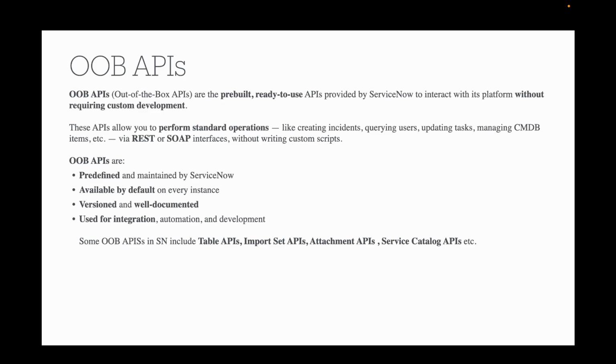Out of the box APIs are predefined and maintained by ServiceNow only, available by default on every instance. So whenever you have any instance, whether it might be your personal developer instance as well, out of the box APIs are pre-built, versioned and well documented, used for integration, automation and development. Some out of the box APIs in ServiceNow are table APIs, import set APIs, attachment APIs, service catalog APIs, etc. We'll learn about a few of them in our coming videos.